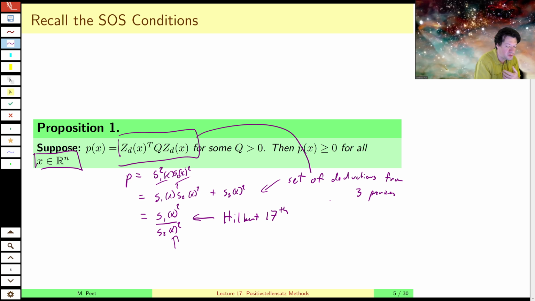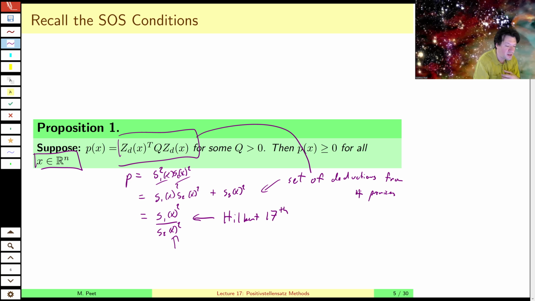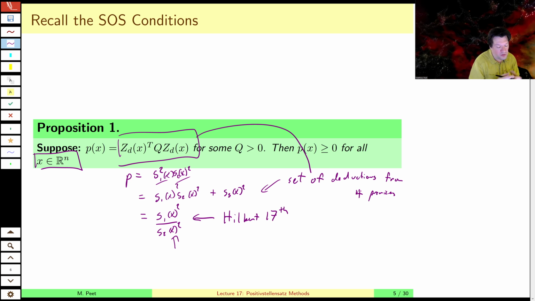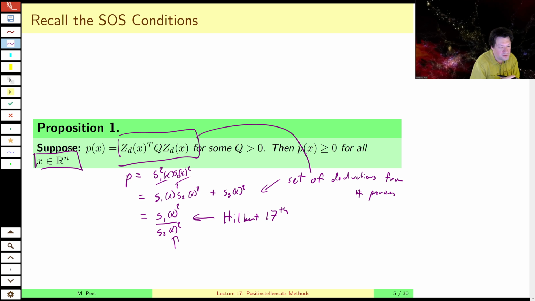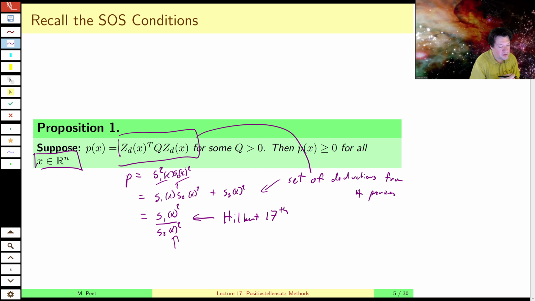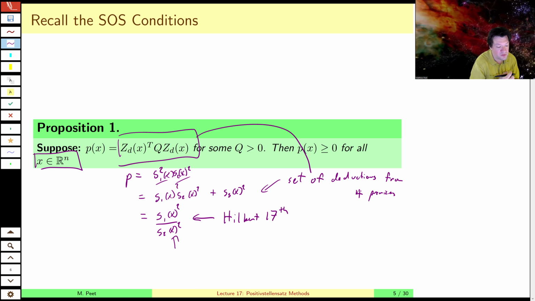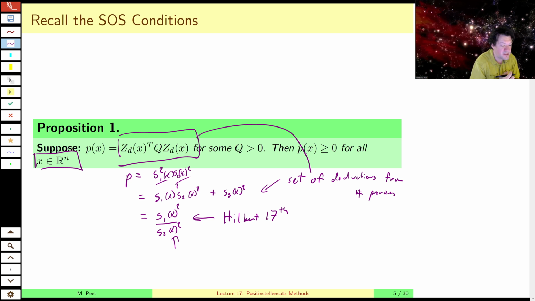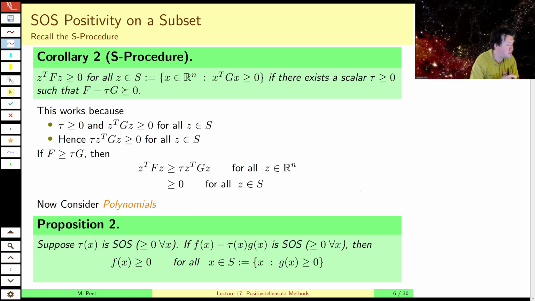Well, actually 4 if you include the ratios as well, so I'll add 4 premises. So now when we go to local positivity on some set, we're also going to have to come up with a set of premises and see if we can search over the set of all possible deductions from those premises, right? The set of inferences.